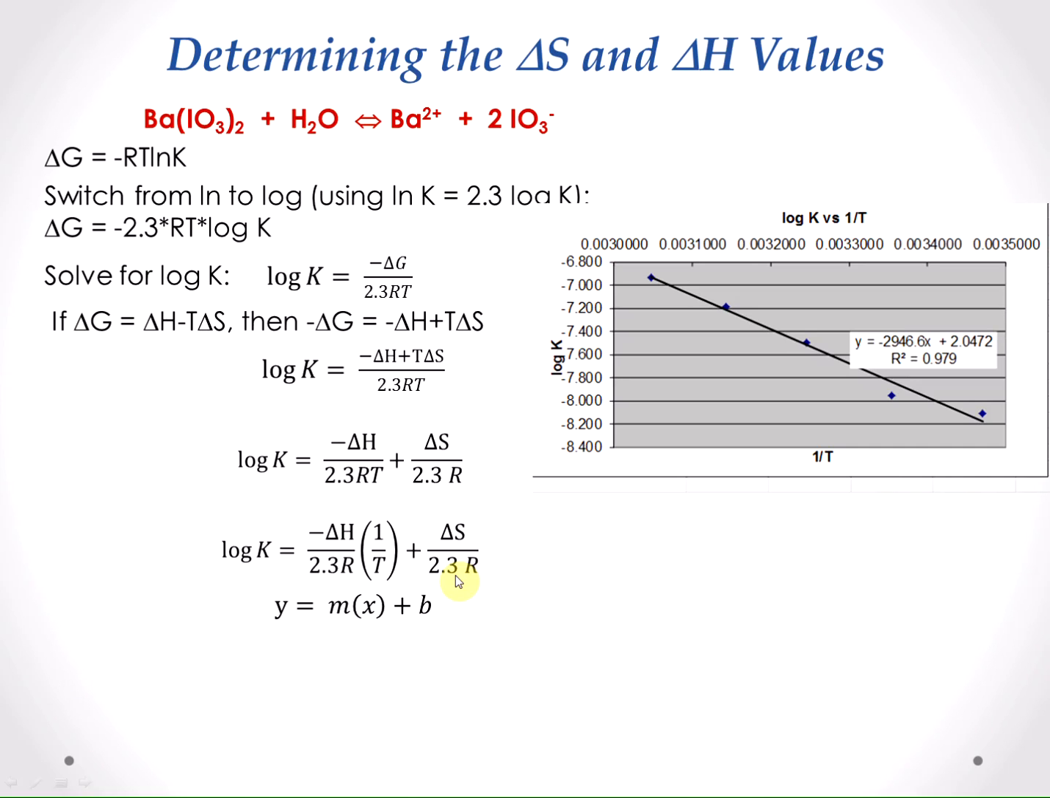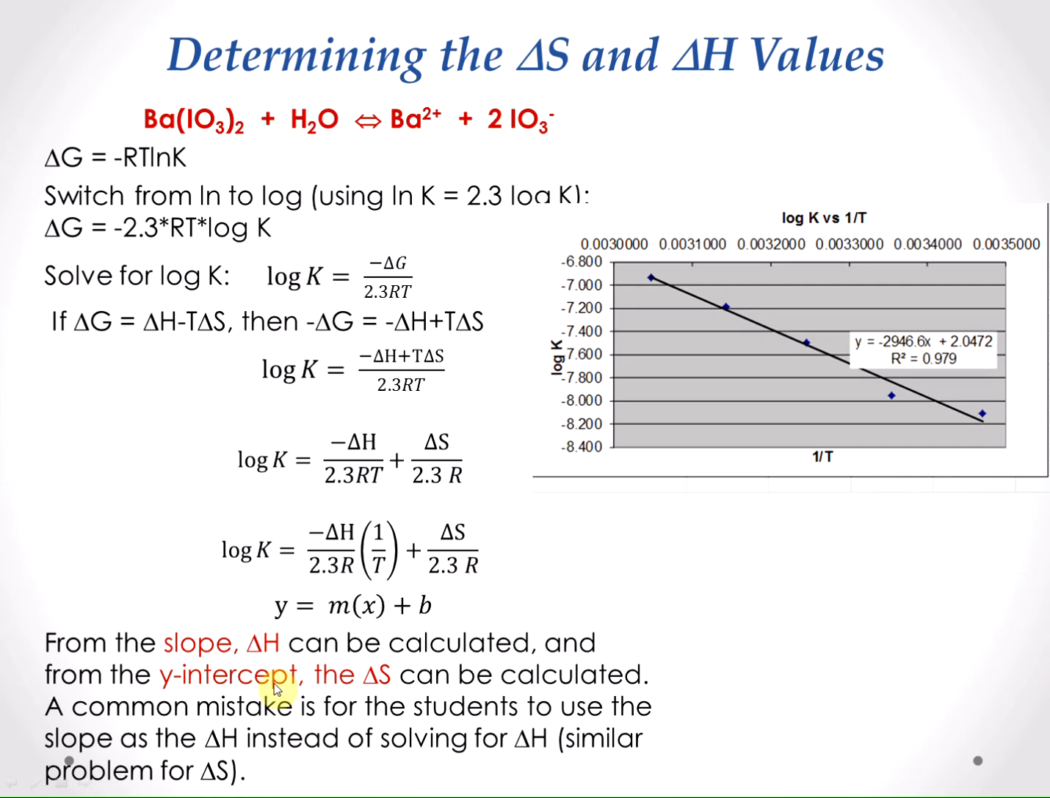So in lab, once you determine the equilibrium constant at several temperatures for this dissolving of the barium iodate, you'll be able to plot the log K versus the inverse temperature. And from the slope, you should be able to get the change in enthalpy for the reaction, and from the Y-intercept, you'll be able to get the change in entropy for the reaction. So from the slope, the delta H can be calculated, and from the Y-intercept, the change in entropy can be calculated.